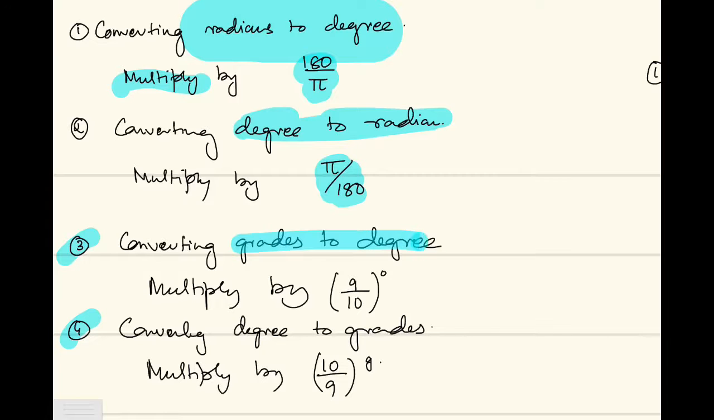To convert grades to degrees, you have to multiply by 9 by 10, and to convert degrees to grades, you have to multiply by 10 by 9. So these are the factors to convert different measures of angles to different ones. You may get a sum to convert grade to radians also. How would you convert grade to radians? There is no formula, so you'll do it step by step. First you convert grade to degree and then degree to radians. So these are the different formulas that we have in this particular topic.